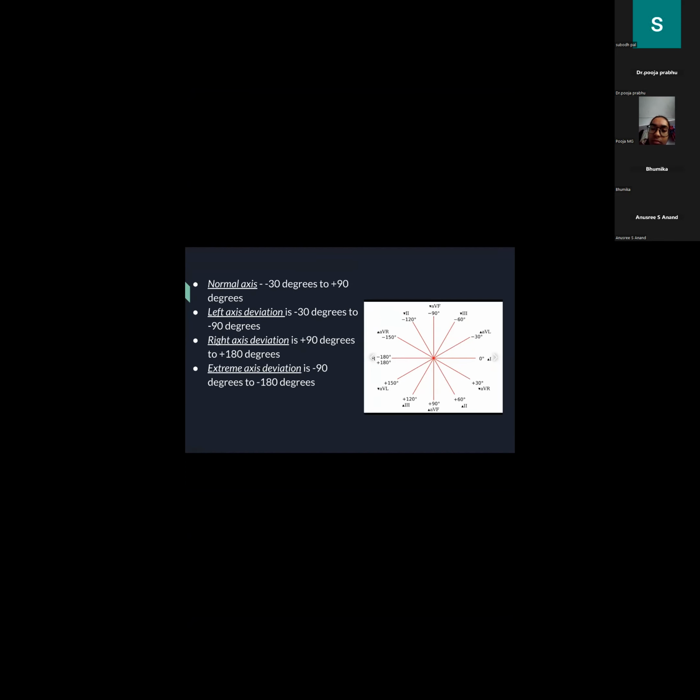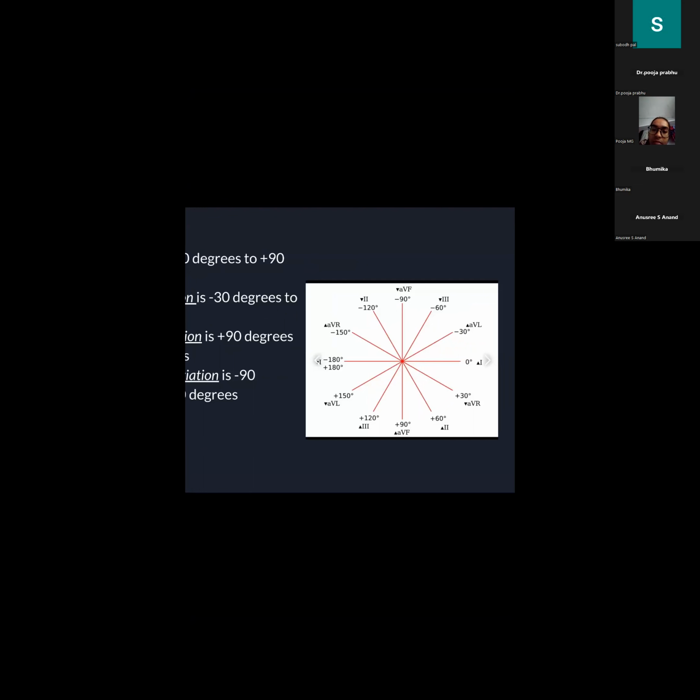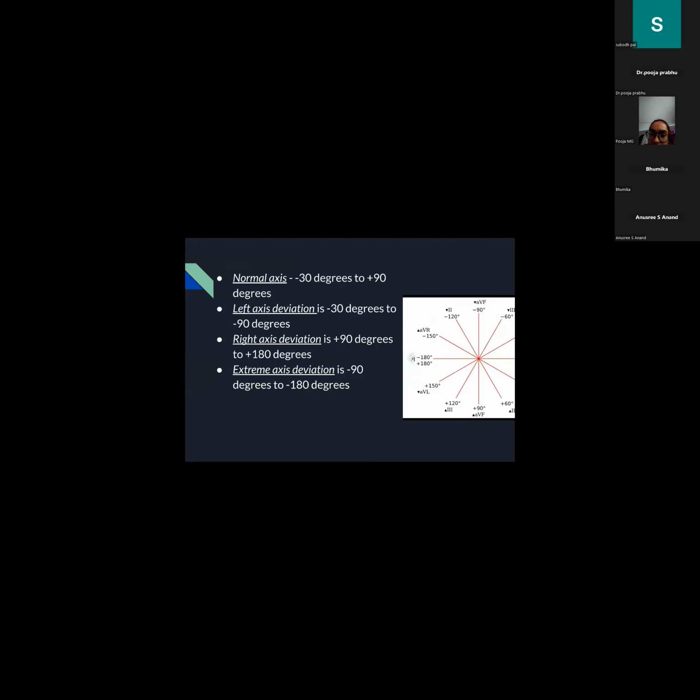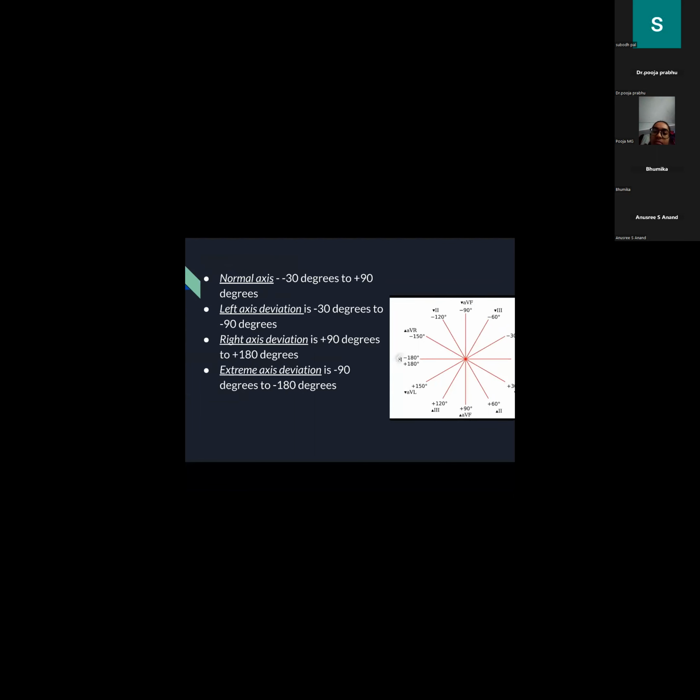The trick that I have told you all is to always locate the isoelectric line in the ECG. For example, let's take AVL as the most isoelectric line in the ECG that we have right now. So if AVL is minus 30 degrees, we have to locate the axis perpendicular to AVL. It is nothing but lead 2. So the axis of this heart will be from minus 30 degrees to plus 60 degrees. If we correlate this with what I have mentioned beside the diagram, this will represent the normal axis.